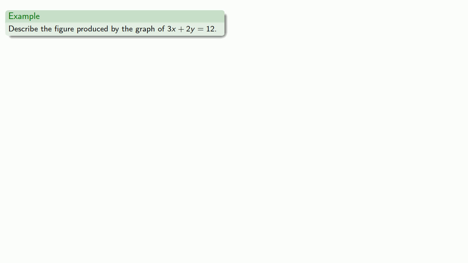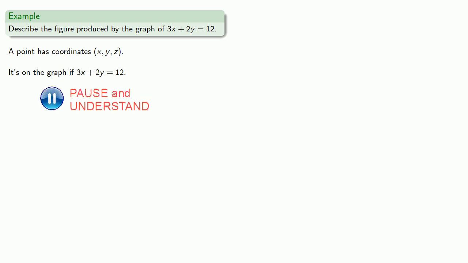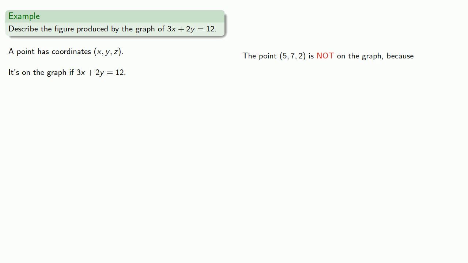How about that produced by the graph of 3x plus 2y equals 12? So again, a point has coordinates x, y, z, and it's on the graph if 3x plus 2y is equal to 12. So let's find a few points that are not on the graph. How about the point 5, 7, 2? Well, this is not on the graph because 3 times x plus 2 times y is not equal to 12. Likewise, the point 1, 5, 9 is not on the graph because 3 times x plus 2 times y is not equal to 12.